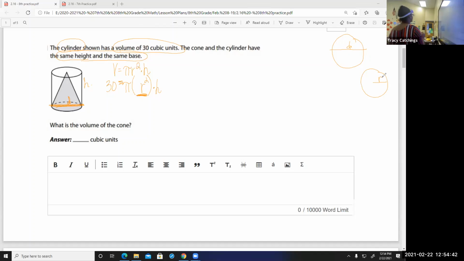Split. So if my height and my diameter are the same, my radius is now the height divided by 2, right? Because we had split. So now I'm just going to rewrite that radius. We have 30 equals pi times that height divided by 2 times the height. Y'all with us?